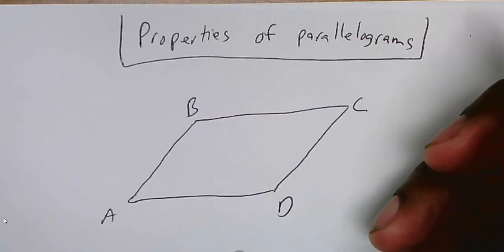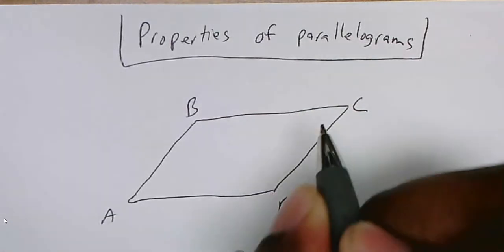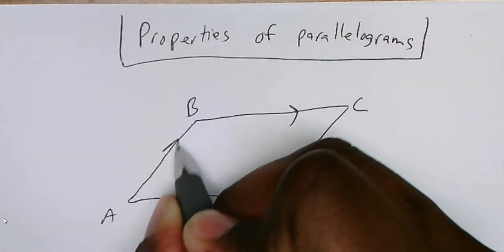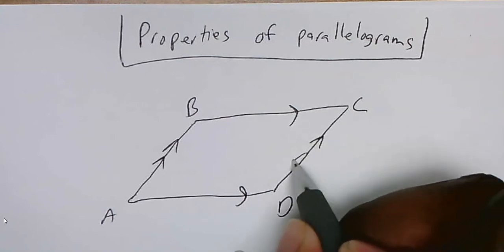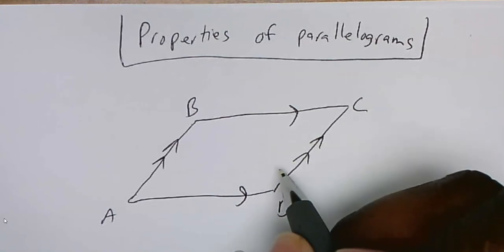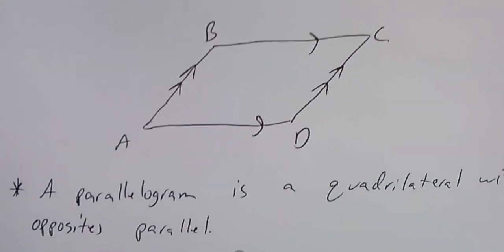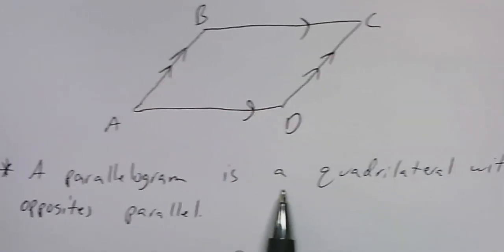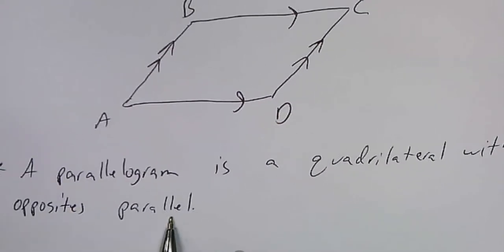Alright, so in this video, we're going to talk about properties of parallelograms. The property of parallelograms that we're going to talk about first is that a parallelogram is a quadrilateral with opposite sides being parallel. So by definition, a parallelogram is a quadrilateral with opposite sides parallel.